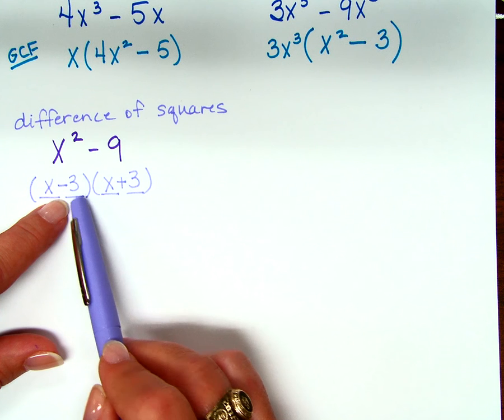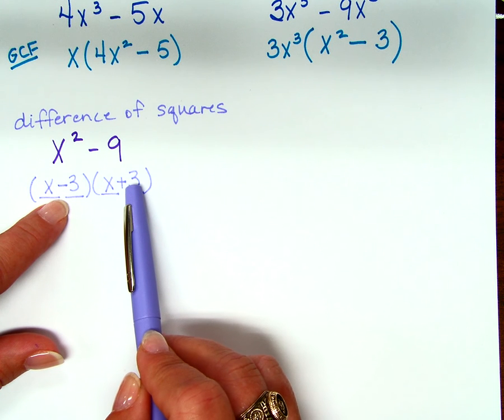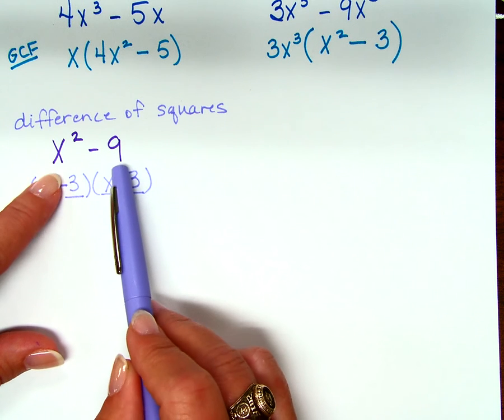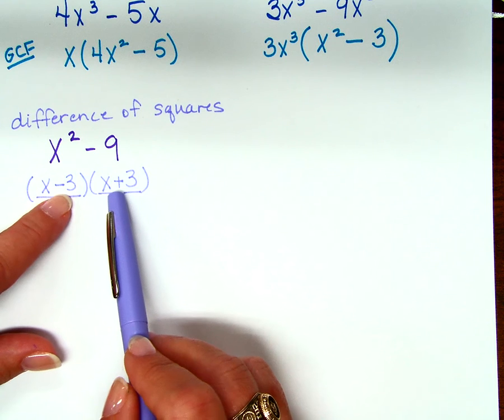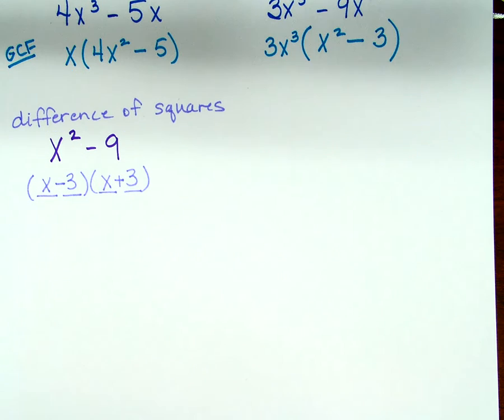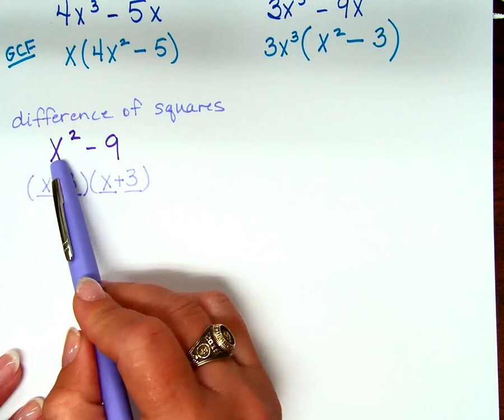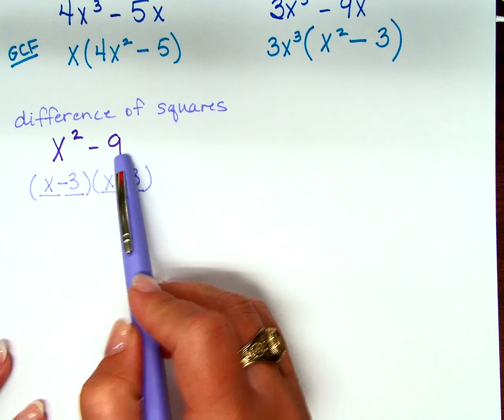So then what's negative 3 times positive 3? Negative 9. So we just got back to our answer. Opposite signs make that middle term that we're used to having go to 0. And I just have a squared term and then the constant.